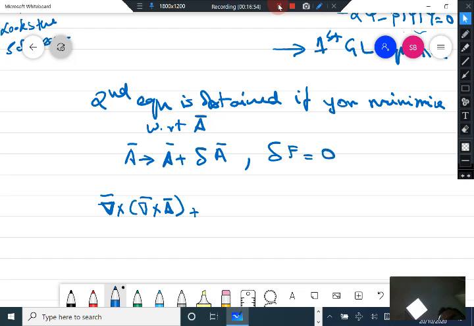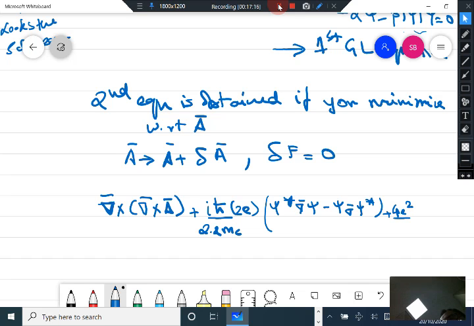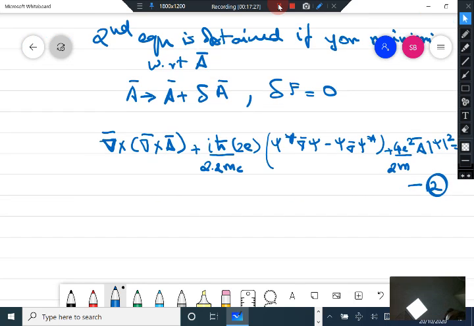Okay, if you do that minimization, then of course you will get something like curl of curl of A plus i h cross by 2, into 2 times the mass of electron, twice e, psi star gradient psi minus psi gradient of psi star, plus 4 e square by 2m A mod psi square is equal to 0. This is your second Ginzburg-Landau equation.